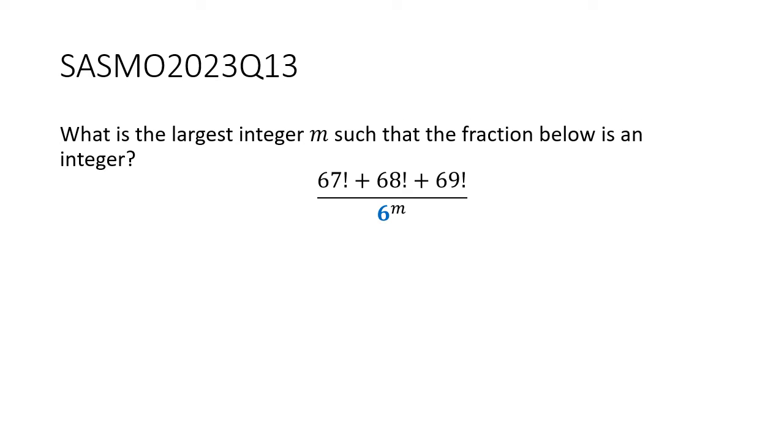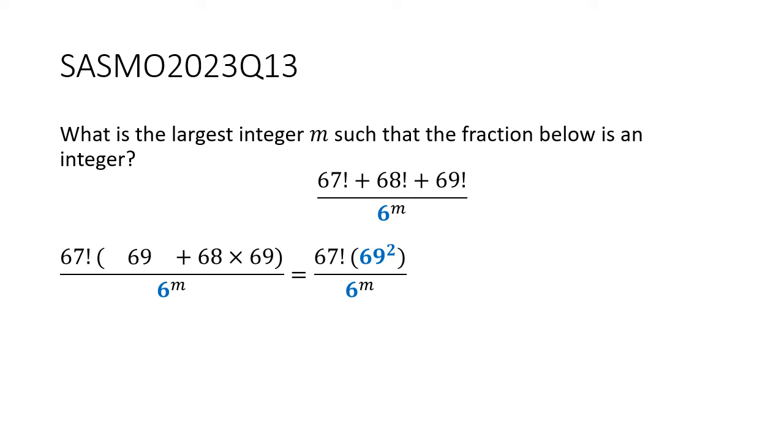of 2's and factors of 3's there are in the numerator, and whichever is the least, that would be our integer m. So let's simplify the numerator first. We can take out a common factor of 67 factorial. So that leaves behind 1 plus 68, which is just 69, plus 68 groups more of 69. So in total, there are 69 groups of 69. So we can simplify that as 69 squared. And 69 squared can be prime factorized as 3 squared times 23 squared.